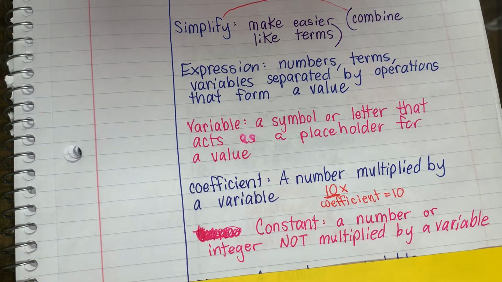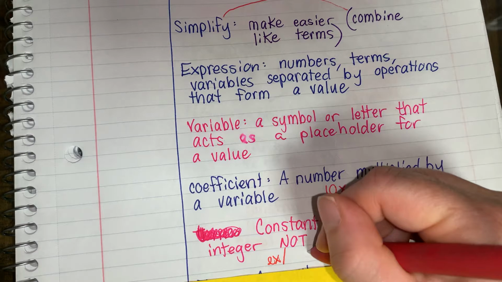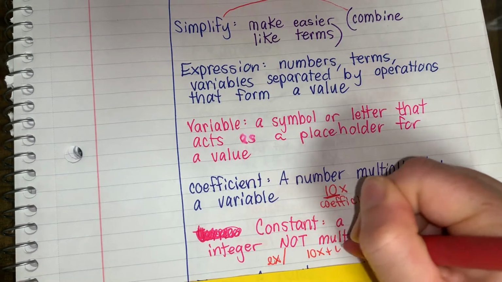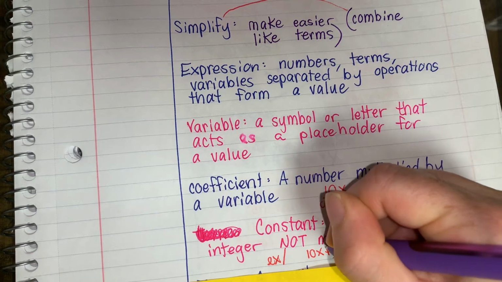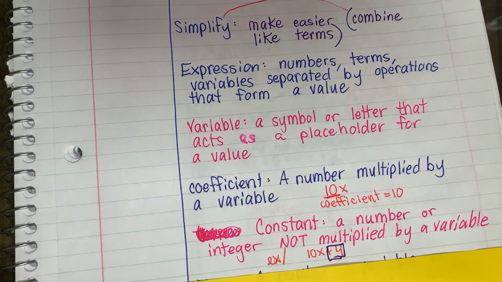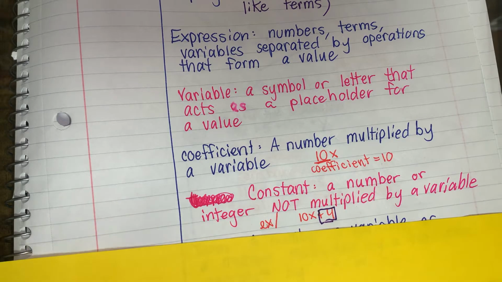And what is a constant? A constant is a number or integer that is not multiplied by a variable. So for example, if you had 10x plus 4, 4 is your constant. It is not multiplied by a variable.